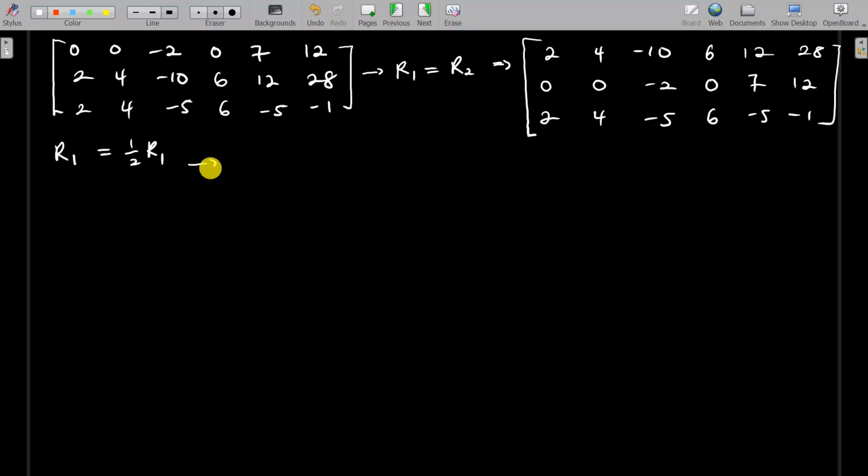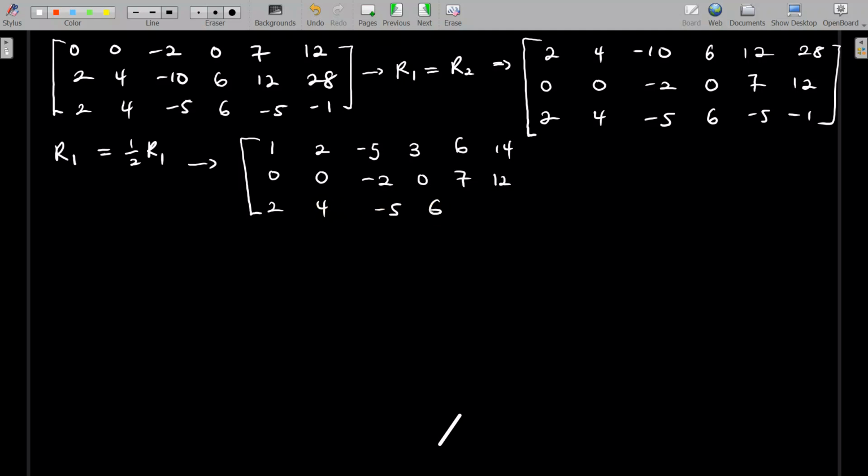So this will transform and give a 1 to 1/2 of 2, and half of 2 is 1, half of 4 is 2, and I'm going to have -5 here, 3, 6, and I'm going to get 14. I keep everything else as it is: 2, 4, -5, 6, -5, -1.